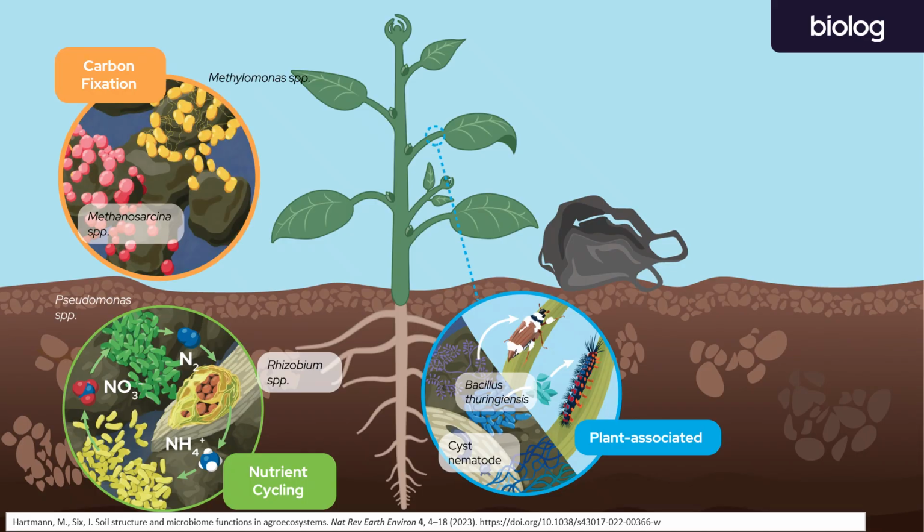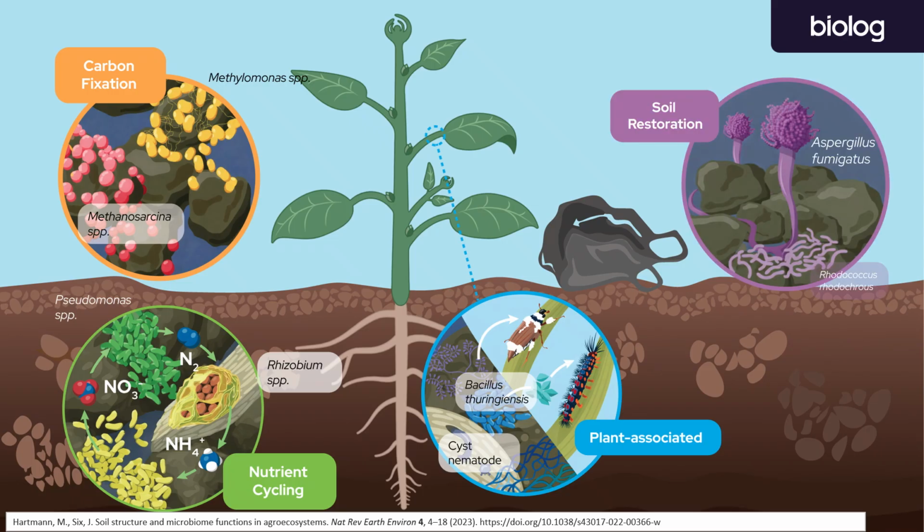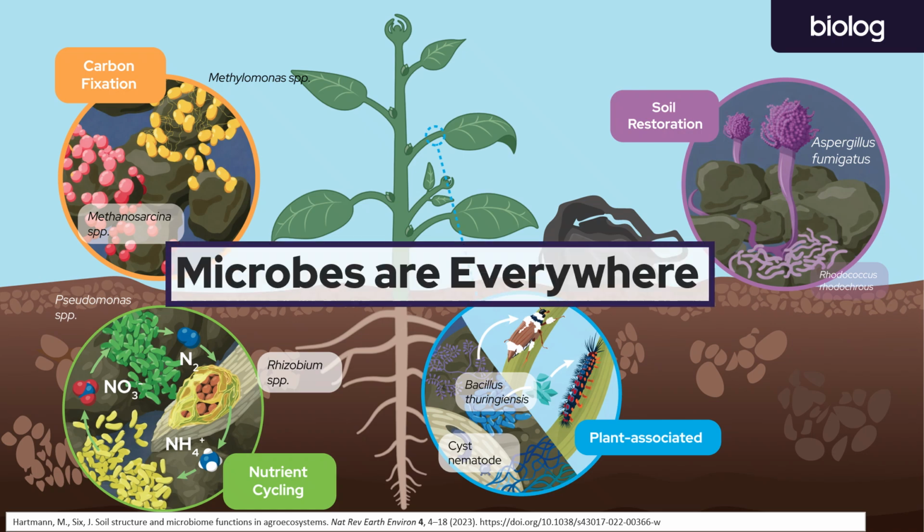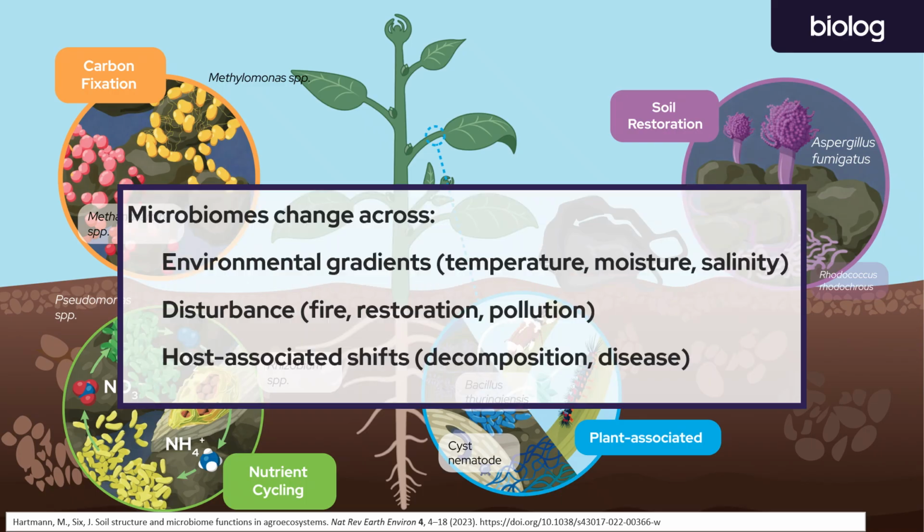They also contribute to carbon cycling, including processes like carbon fixation and decomposition. They even help break down complex organic compounds, such as phenols, polymers, and other contaminants. This process is important for biodegradation and ecosystem recovery, especially in disturbed or polluted environments. And like I said, these microorganisms are everywhere. They live in soils, oceans, plants, animals, and even in extreme environments like deserts, caves, and deep sea vents. And microbiomes change across environmental gradients, disturbances, and host-associated shifts.